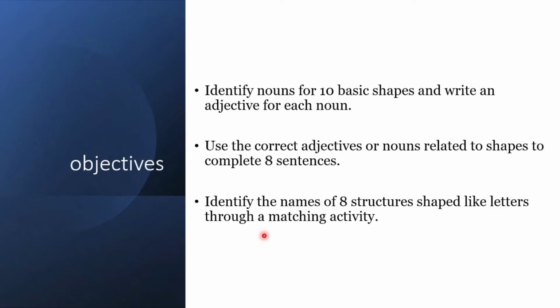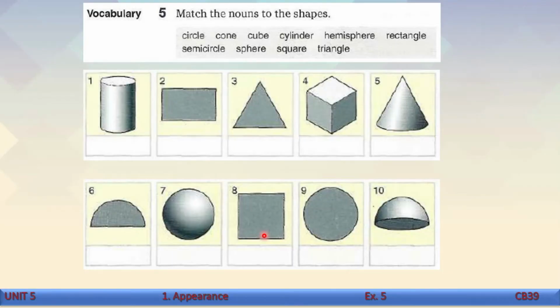Now, let's begin. Open your course books to page 39. Our first task is a vocabulary matching activity. Exercise 5. Match the nouns to the shapes. We have nouns here and shapes here, so we need to match them. Let's read out the nouns.